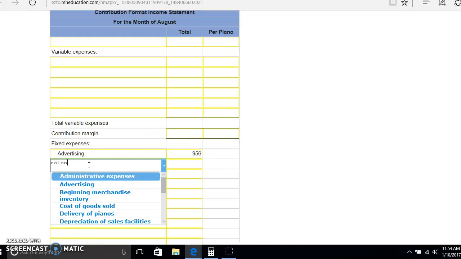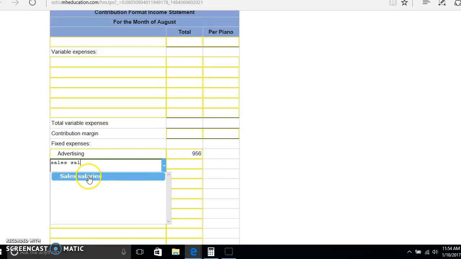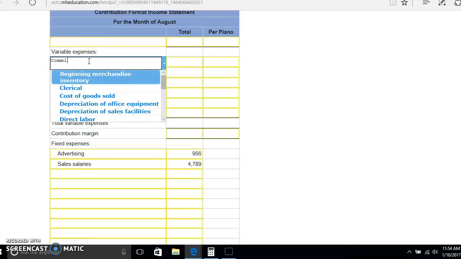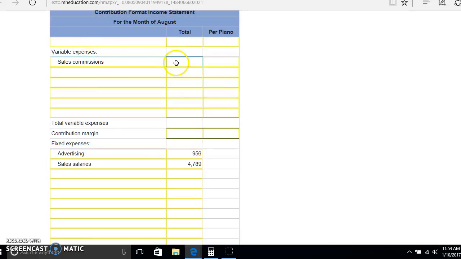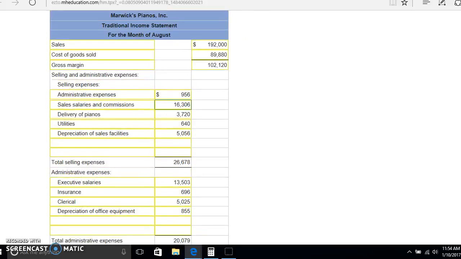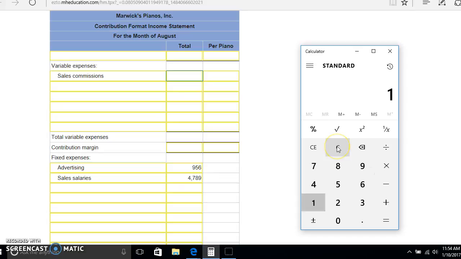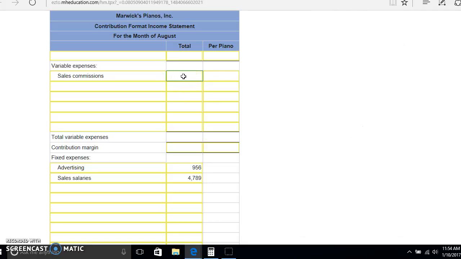So I'm going to do sales salaries, and that's that flat amount of $47.86. And then under variable, I'm going to put the commission. That part is a little bit tricky. That was 6% of our total sales, and our total sales was $192,000. So I'm just going to take 192,000 times 0.06. I said to write that down, didn't I? And that's 11,520.